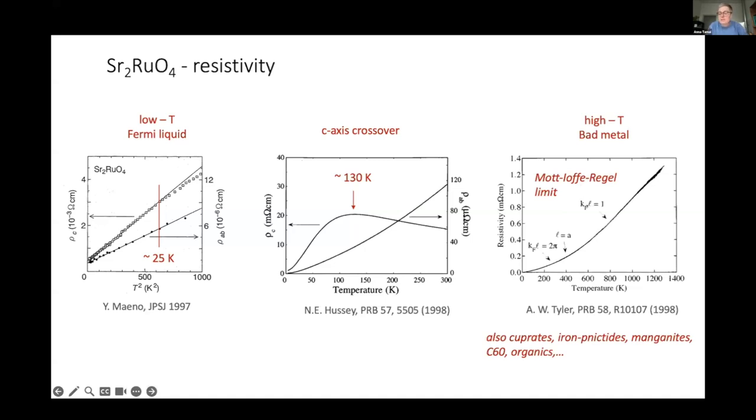It's a state where you should not expect to have quasi-particles, because indeed the coherence length of these quasi-particles is much smaller than the size of your Brillouin zone. It's not an exception to observe a bad metal state. Actually, it's quite common also in cuprates, iron pnictides, manganites, fullerenes, organics. Now the question is how you go from this low temperature Fermi liquid state into this high temperature bad metal state. Are there still quasi-particles as you increase temperature, and how do they behave?